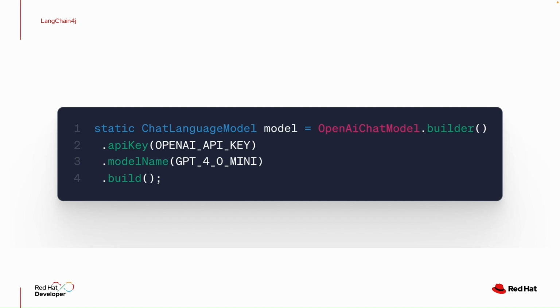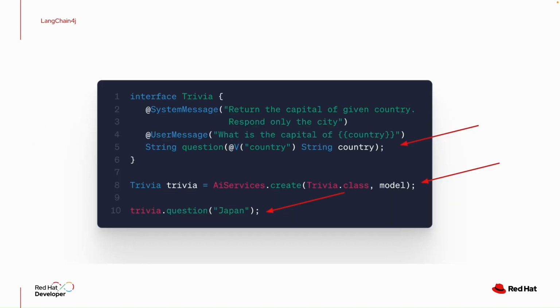Then to interact with this model, you've got the low-level API. But in this case, I'm going to use the high-level API provided by LangChain4j, where you define an interface. You set the system message here: return the capital of a given country, respond only with the city. You also offer the user message, which is the question that I want to resolve. I put here a parameter, and then I instantiated this interface using AiServices.create.